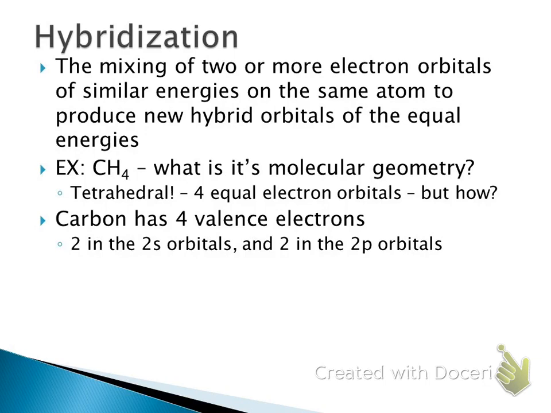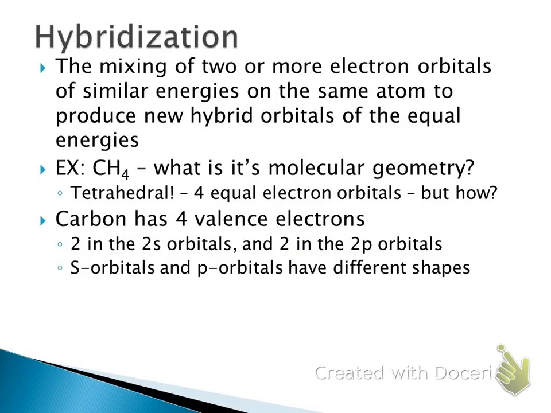Carbon has 4 valence electrons that it is contributing. Would you agree with that part? Carbon has 4 valence electrons. And in carbon's outer shell, 2 of those electrons come from the s orbital, and 2 of them are found in the p orbitals. If we look at where carbon is located, 2 of its outer shell electrons are found in the s orbital, and 2 of them are found in the p orbitals.